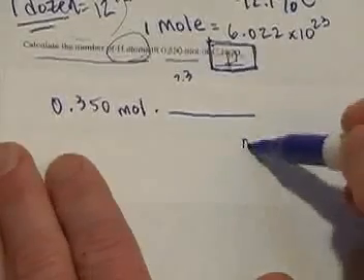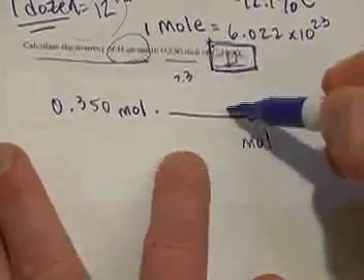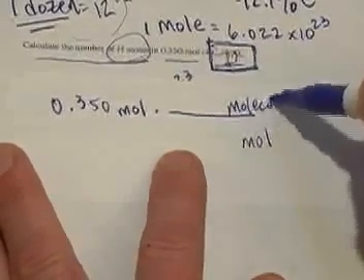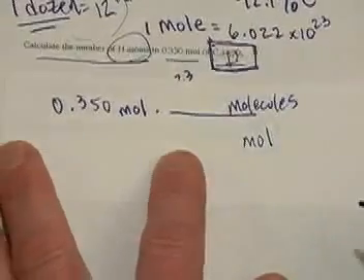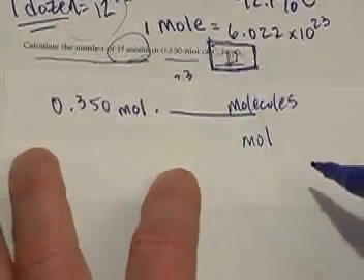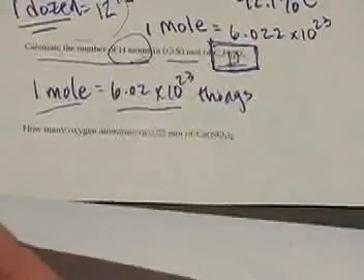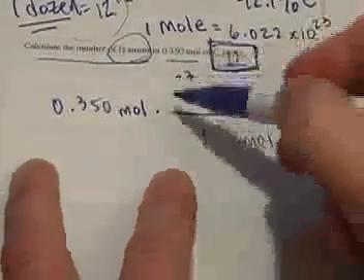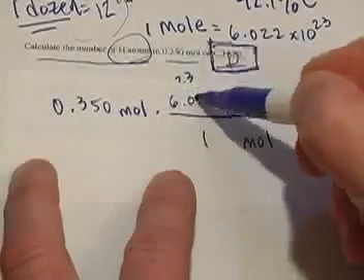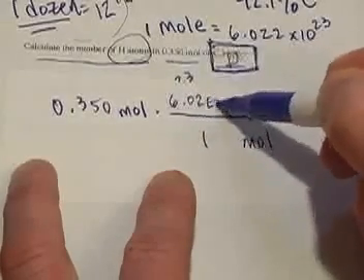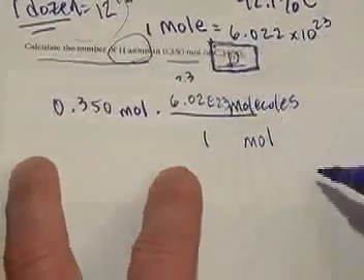So I'll put my mole in a position where it's going to cancel, and I'll put molecules as my new set of units. Mole is abbreviated MOL, by the way. And I learned that in 1 mole there are 6.02 times 10 to the 23rd. So 6.02, and I'll just write it as E23 molecules.